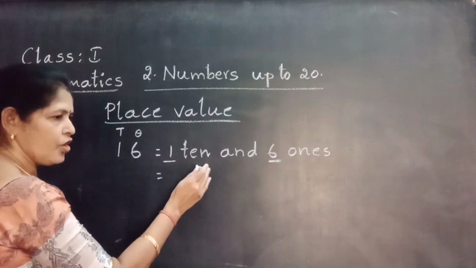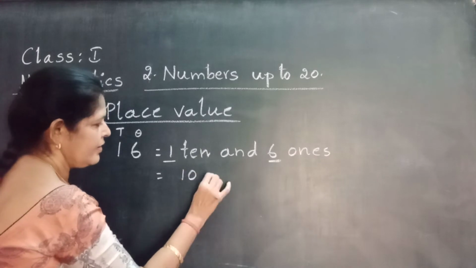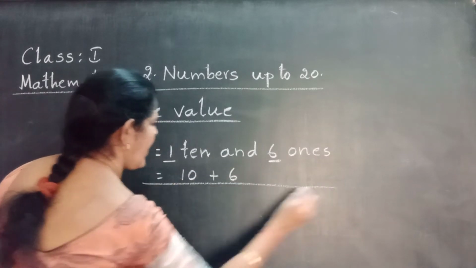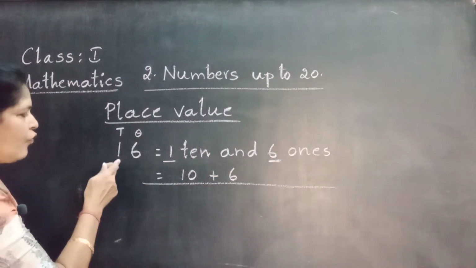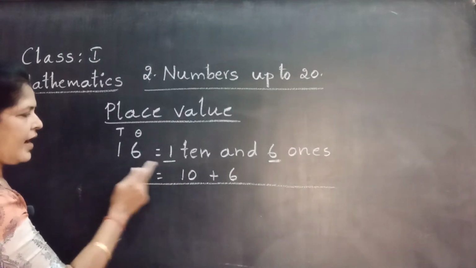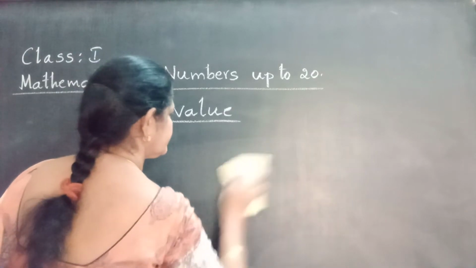This is in words. Now write in number: 1 ten is 10, 10 plus 6, 16. This is the place value of 16 in words and in number. 1 ten and 6 ones. Do you understand? Next one.